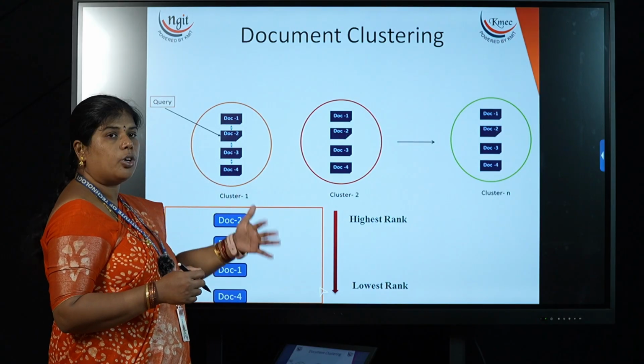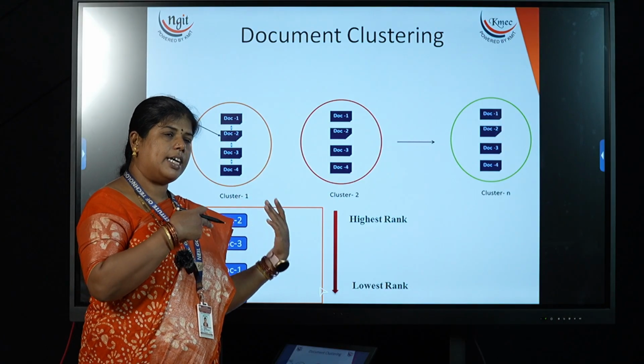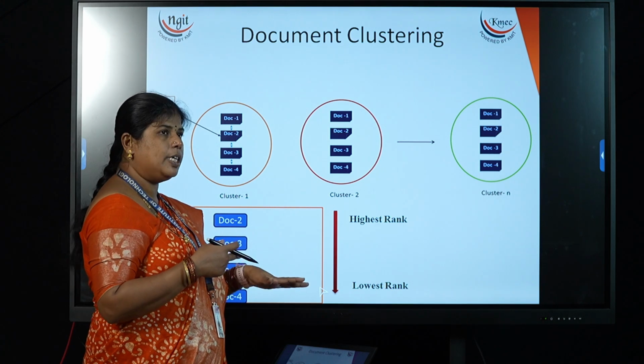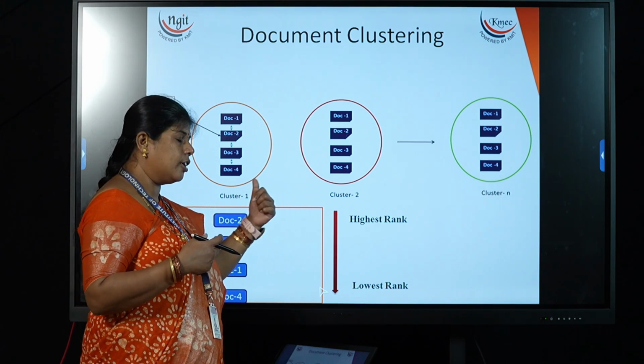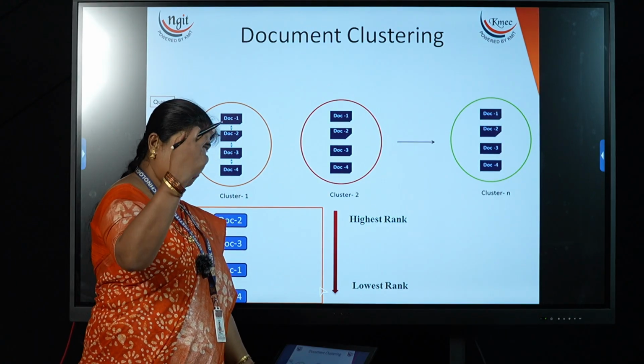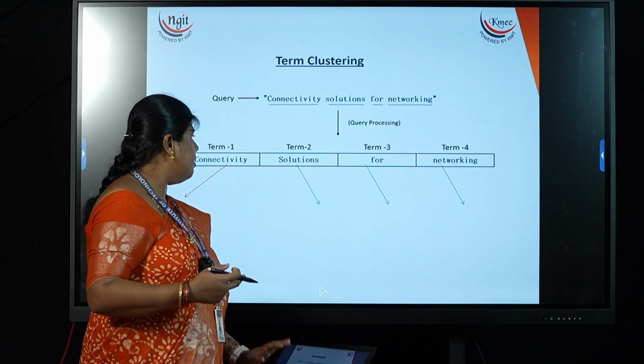So this is what is called document clustering, meaning how the documents in a cluster will be returned as an answer to the user based on their relevance. The ranking will be decided. The highest-ranking documents will be returned first, and then the lowest-ranking ones. Means the documents are organized in the sequence of ranking based on their relevance.